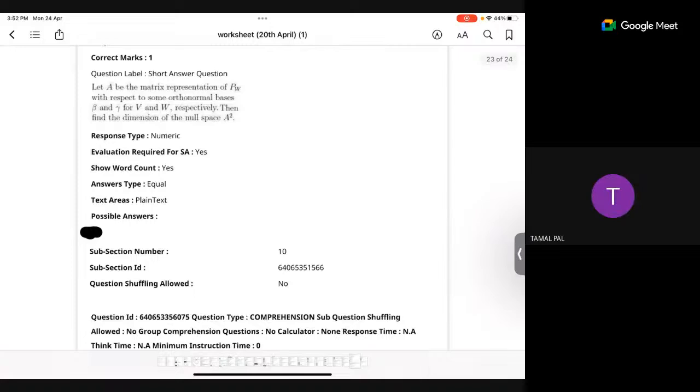So, sir, here what I can understand is we need to calculate two projections, right? One is for beta and one is for gamma with respect to W. You need to find the projection of beta and gamma with respect to W. No, you need to find the matrix of the projection. Right? Yes, you need to find the matrix, sir. We have already found the matrix, no, sir.